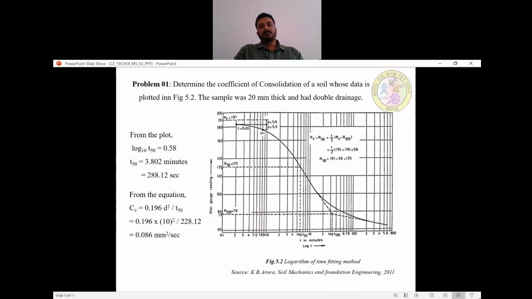Now we will solve a problem based on the above method. Determine the coefficient of consolidation of a soil whose data is plotted in figure 5.2. The sample was 20 mm thick and had double drainage condition. So in this plot, with the help of the consolidation test results, we plot the values with time in the logarithmic scale, and dial gauge reading in the y-axis. So we get a parabolic curve like this.